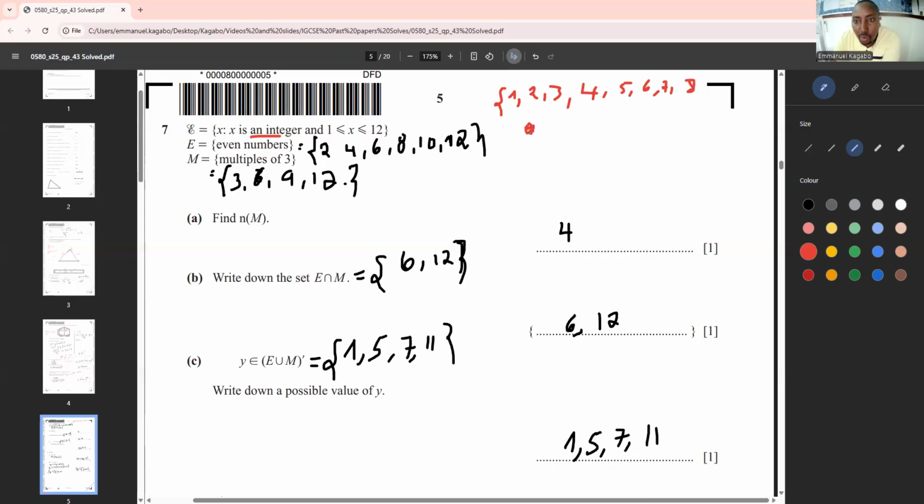9 included here as well. This is 9. Then you have your 10. Then you have 11 and then 12. Okay, it's better to have this one. Whenever you're dealing with these questions, it's better.